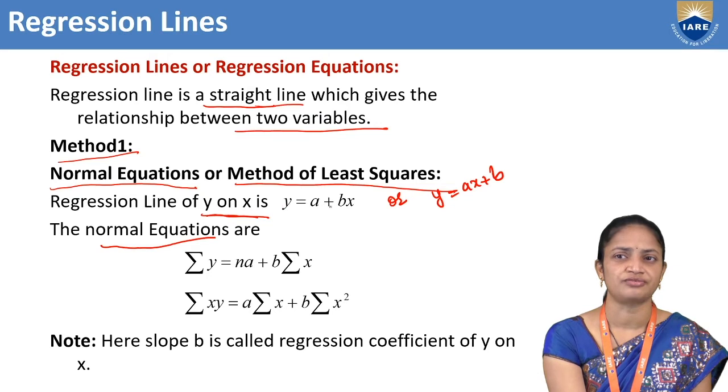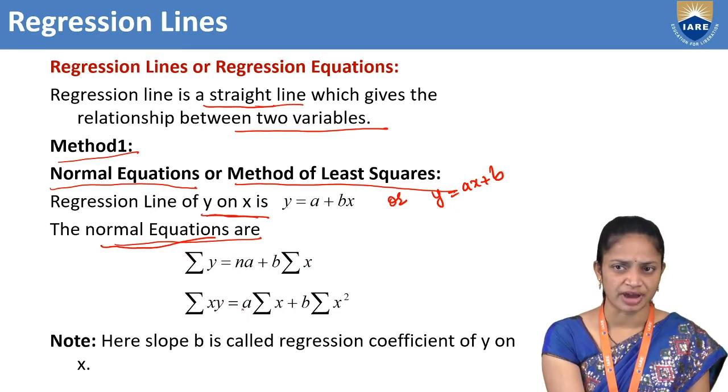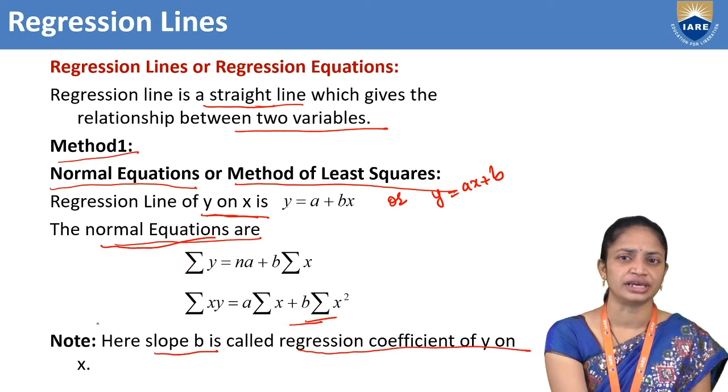For the straight line or regression line of y on x, the normal equations are: sigma y equal to n into a plus b into sigma x, and sigma xy equal to a into sigma x plus b into sigma x square. Or we can say summation y equal to na plus b into summation x, and summation xy equal to a into summation x plus b into summation x square.